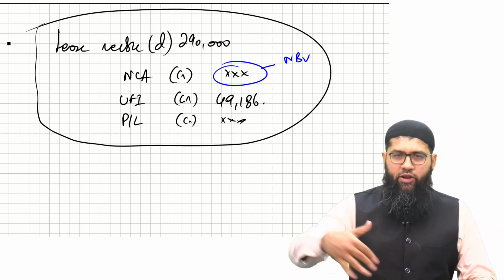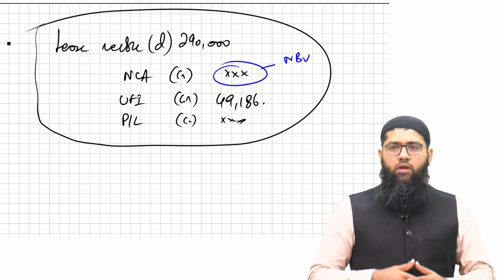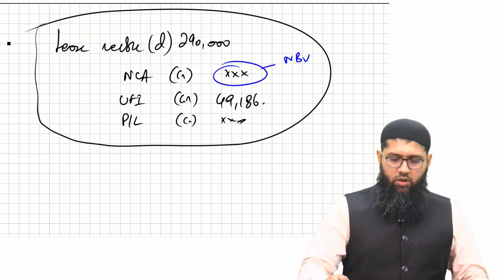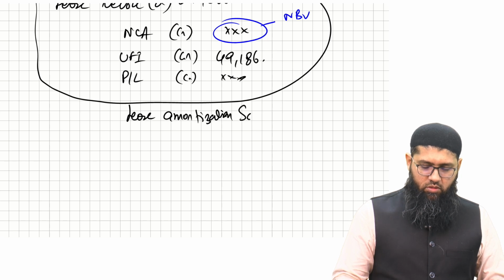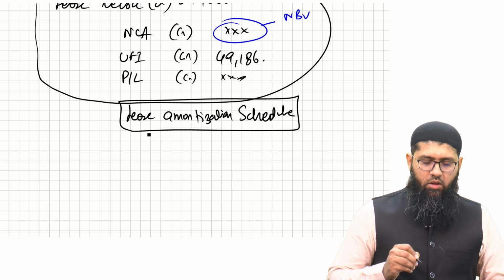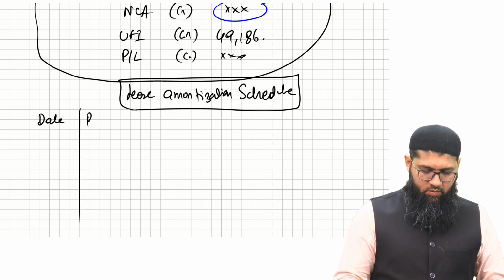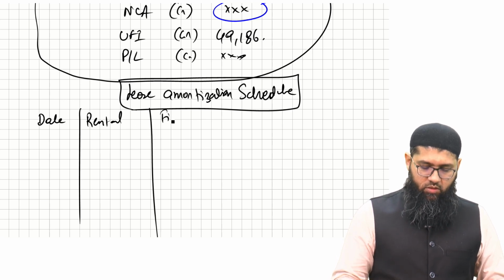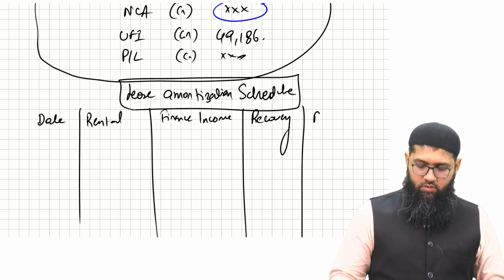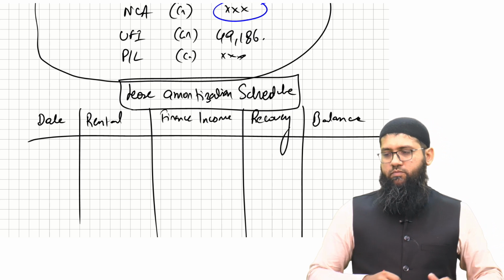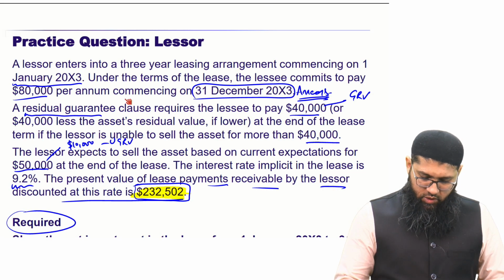So I repeat, as a lessor, you had an asset, you have to remove it, net book value of the asset credit. Then you have to recognize lease receivable, add what? Add gross investment in the lease. Unearned finance income, and then whatever gain or loss on disposal. What are you going to do next as a lessor? You would prepare a lease amortization schedule: date, rental, finance income, recovery, balance. We had dates over here also, right? It was 1st January 3. Okay.